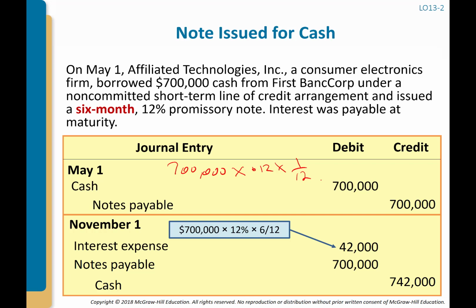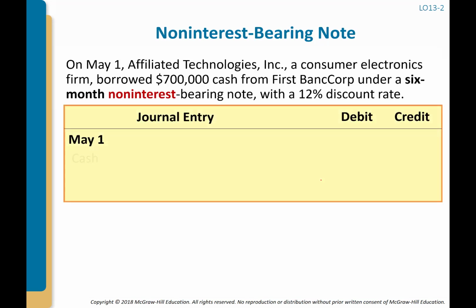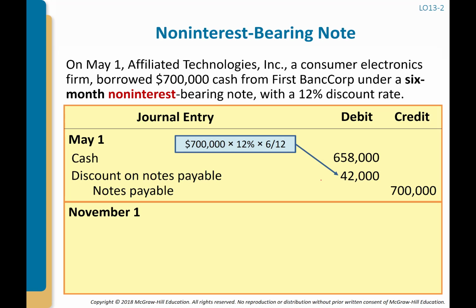Question? Okay, good. So let's take a look then at a non-interest bearing note. Okay, and what happens with a non-interest bearing note? Well, they don't state out that the interest rate is such and such on the note. They'll say it's non-interest bearing, but then they'll say that it has a 12% discount rate, which would be used by multiplying 700,000 times this 12% times, and it's a 6-month note, okay? And it's times the 6/12.